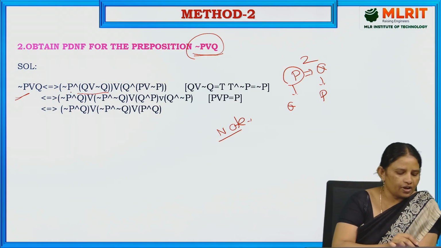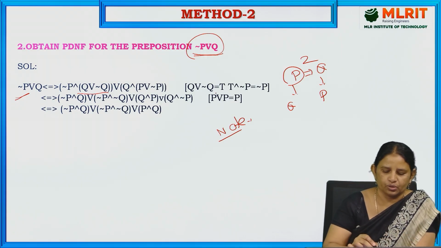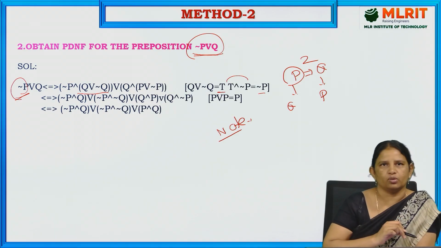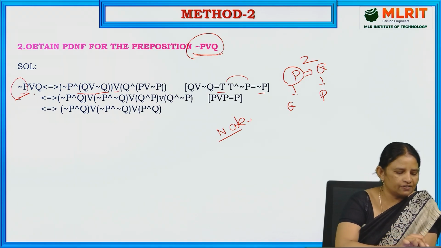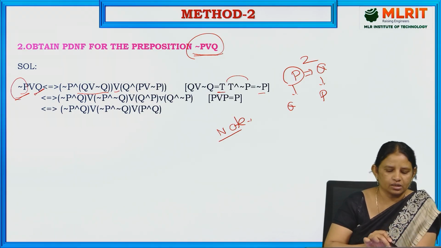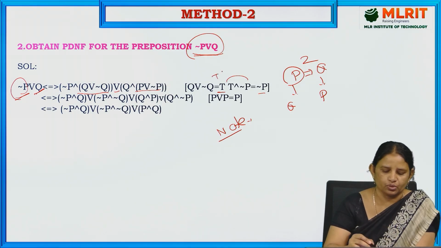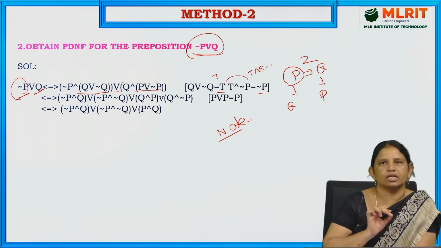Here the missing factor is Q or negation Q. Q or negation Q is true. True and negation P is negation P only, so we get the same value. Next, what is the missing factor for Q? The missing factor for Q is P or negation P. P or negation P is true. True and Q is Q only. So, we are going to get the required format.